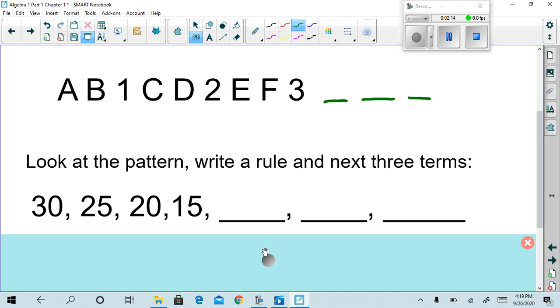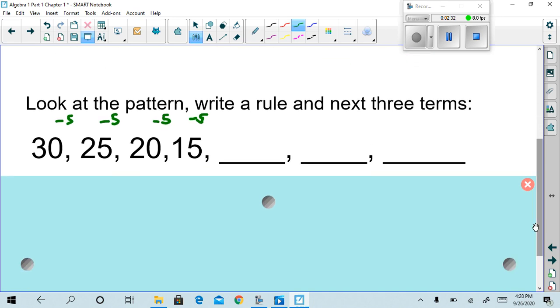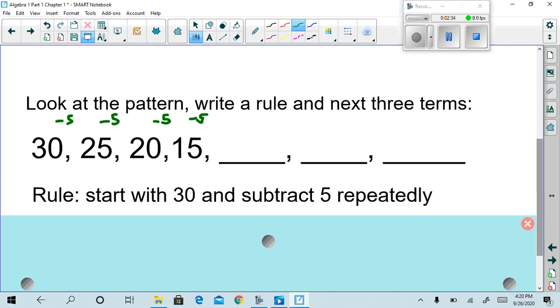To get from 30 to 25, from 25 to 20, 20 to 15, this one's pretty straightforward. I am subtracting 5. So if my pattern is to keep subtracting 5, you will complete those next 3 in the pattern. We want to now do one more thing. We want to be able to write the rule. This rule says start with 30 and then subtract 5 repeatedly. Start with 30 and subtract 5. Finish the pattern.